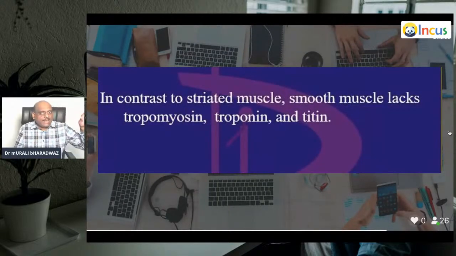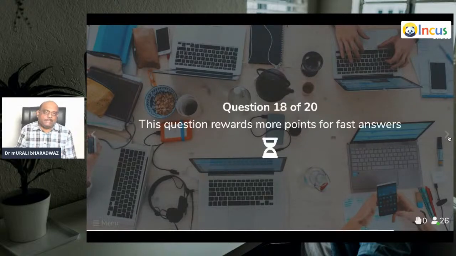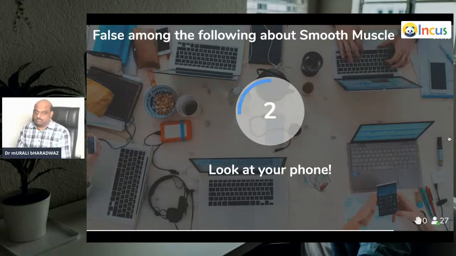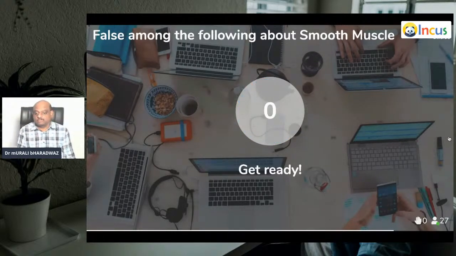So smooth muscle lacks tropomyosin, troponin, titin is what you should remember. Question number 18. What is wrong about smooth muscle? Once more.